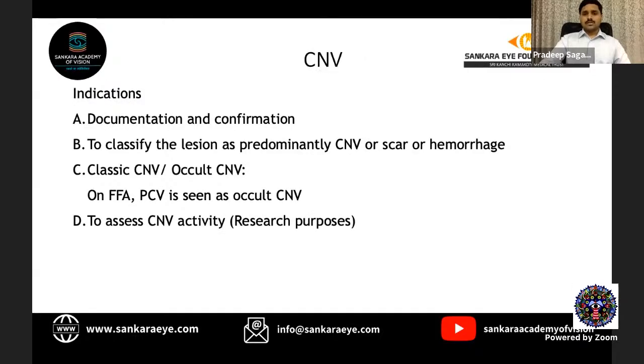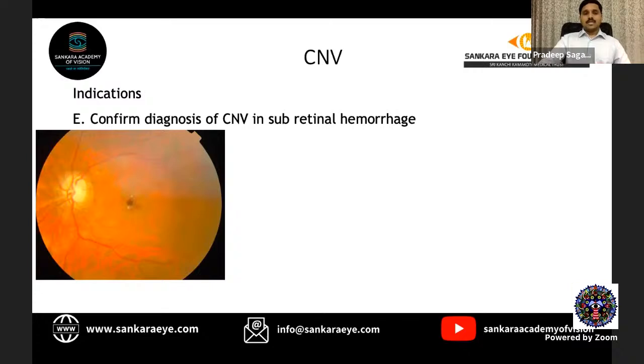So what are the indications of fluorescein angiography in choroidal neovascularization? So one is for documentation and confirmation of the diagnosis. Then to classify the lesion as predominantly CNV or scar or hemorrhage. To distinguish classic CNV and occult CNV. To note on fluorescein angiography, PCV is seen as occult CNV. And to assess CNV activity, that is whether it's leaking or not leaking. These are mainly helpful for research purposes. Clinically, it may be helpful in diagnosis of CNV in cases with subretinal hemorrhage.